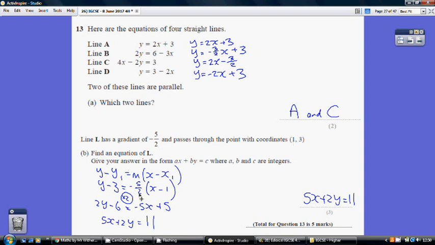Now multiplying my right hand side by 2 undoes this dividing by 2, just leaving me with minus 5 to be multiplied by x and minus 1. So minus 5 times x is minus 5x. Minus 5 times minus 1 is plus 5. So again, taking care to get it in the format that the question requires, I've added 5x to both sides, I've added 6 to both sides, giving me 5x plus 2y equals 11.